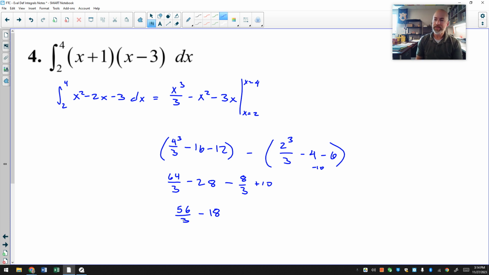And 56 over 3 does not reduce. And what you will find quite frequently is if you combine the things that already have a common denominator, it will end up cleaning itself up and you won't have to worry about getting a common denominator for the remaining terms. However, I do need to this time. So 56 over 3 does not reduce. 18 is 54 thirds. And so that'll be 56 minus 54 all over 3, also known as 2/3. And there we go. There's how you evaluate definite integrals.